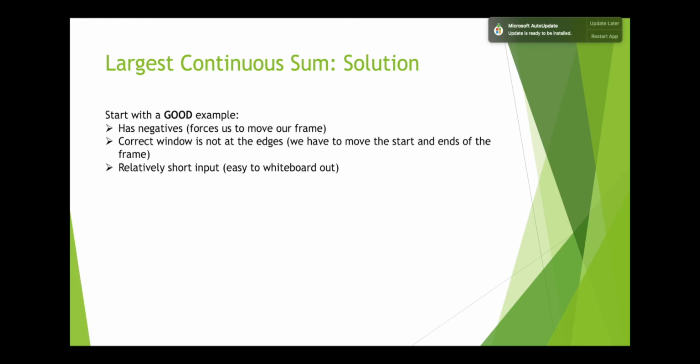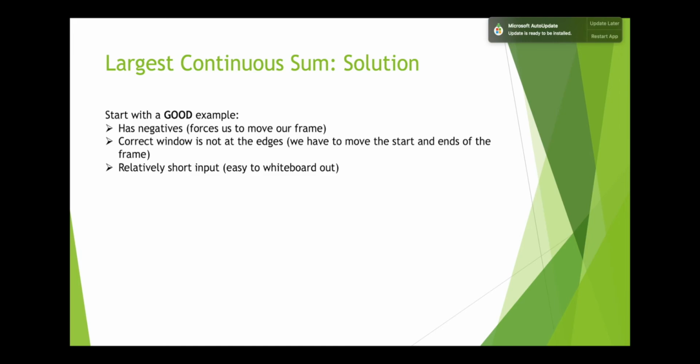So here we're gonna start off by talking about how we should approach this in a whiteboard solution, right? The first thing that we should start off with is a good example. It should be a relatively short input. That makes it really easy for us to whiteboard it out and really think about how the solution should look, and not get lost trying to run through every single iteration and make sure all of our iterations are correct in a longer input.